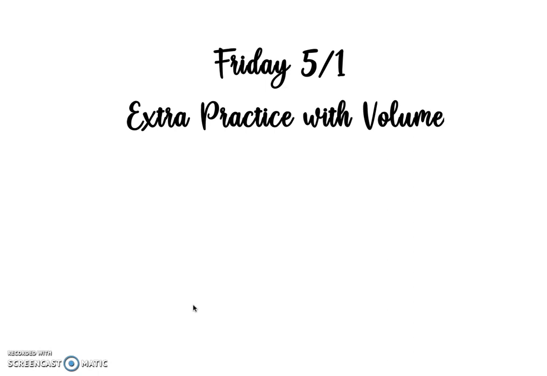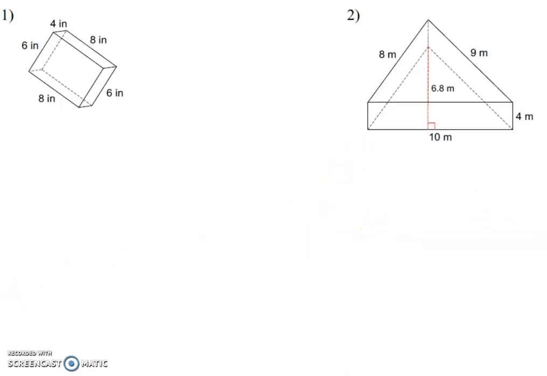So let's get started. The first two are from the volume worksheet. It's just called volume.pdf. It's the first two, one of each, one rectangular base and one triangle base. And the instructions say to find the volume. So here we go. The first thing you should do is write down the formula. These are prisms. They don't come together at a point. They have parallel bases, so the formula is area of the base times the height.